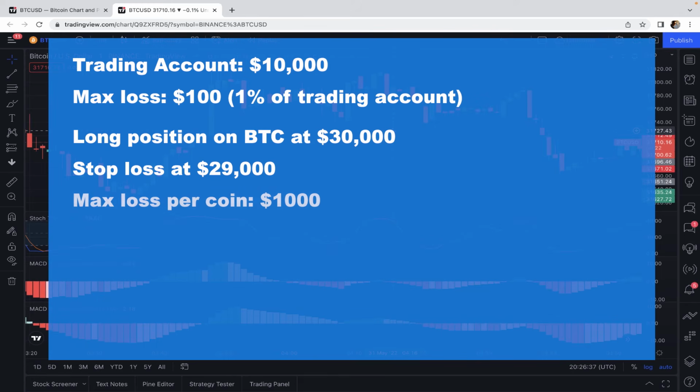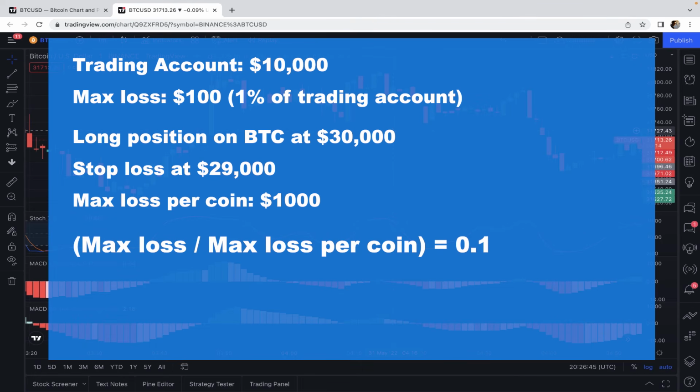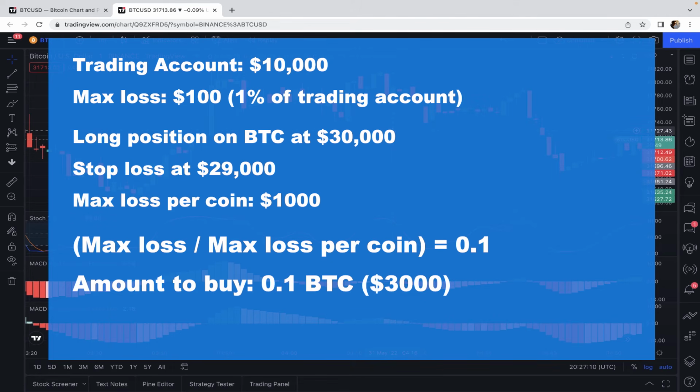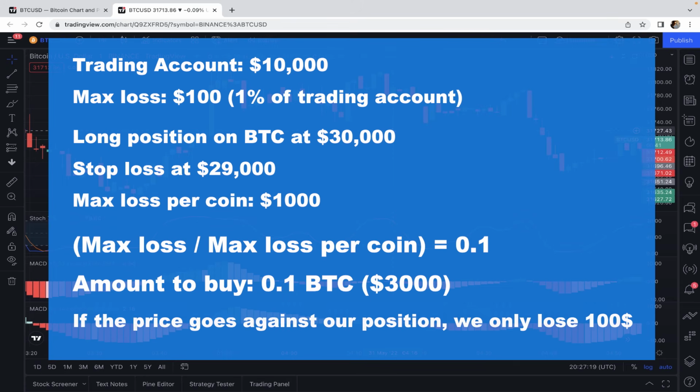So here the maximum loss per coin is $1,000. Now we divide our defined maximum loss amount, which is $100, 1% of our trading account, by the maximum loss per coin, which for this trade is $1,000. The result is 0.1, which is the amount of Bitcoin that we must buy. So we buy Bitcoin worth $3,000, nearly 1/3 of our trading account, but without any worry, because if the price goes against our position, we only lose $100, only 1% of our trading account.